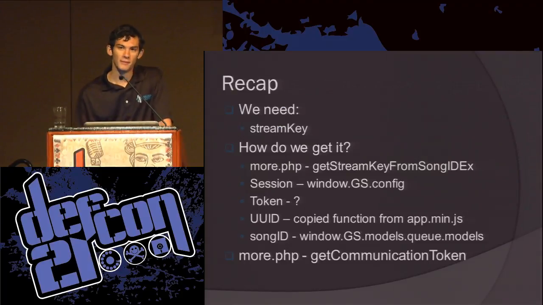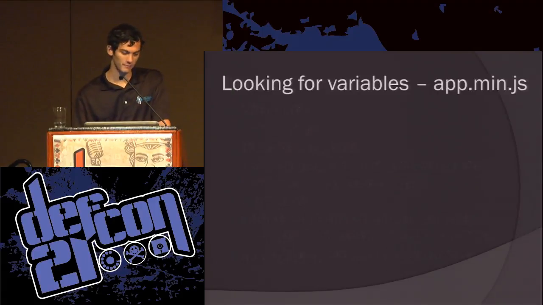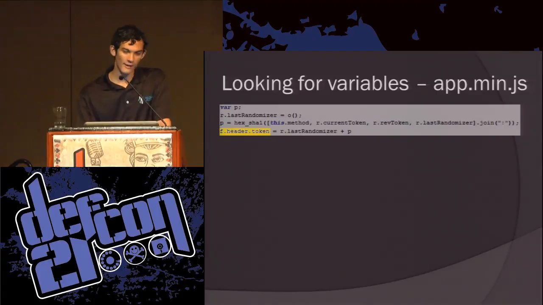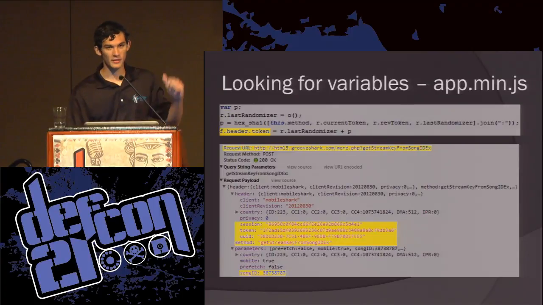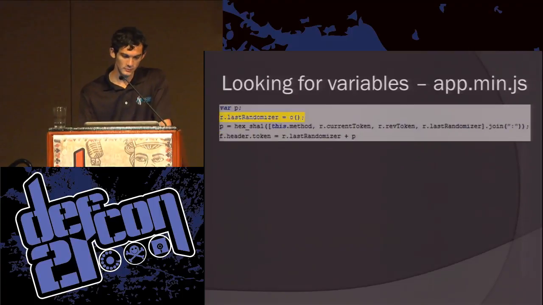So now we're left with token, and this is where it gets a little bit more challenging. So I do a control F for token, and I find this f.header.token, which turns out to be the token being put into the header of the request that we saw.